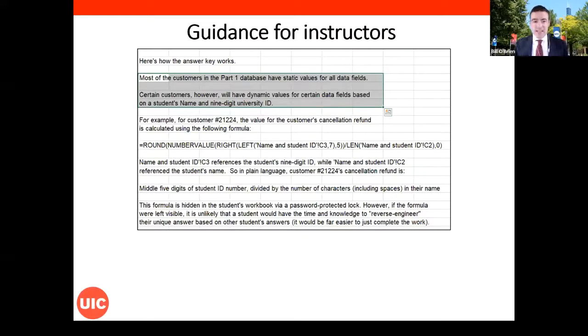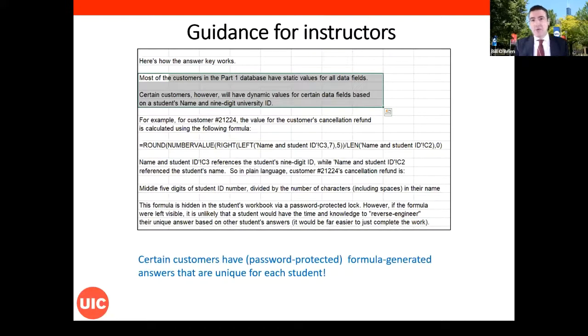So that nasty equals round formula in the middle of the sheet basically says for this particular customer, 21224, their cancellation refund is going to be equal to the middle 5 digits of their student ID divided by the number of characters in their first and last name, right? Something absurd. And then I password protect it so that students can't see it. So the upshot is that for not every customer, but certain customers in the database, there are password protected formula generated answers that are unique for each student.